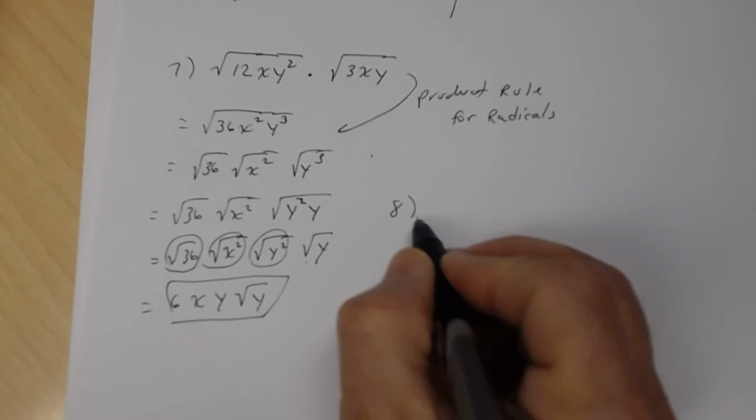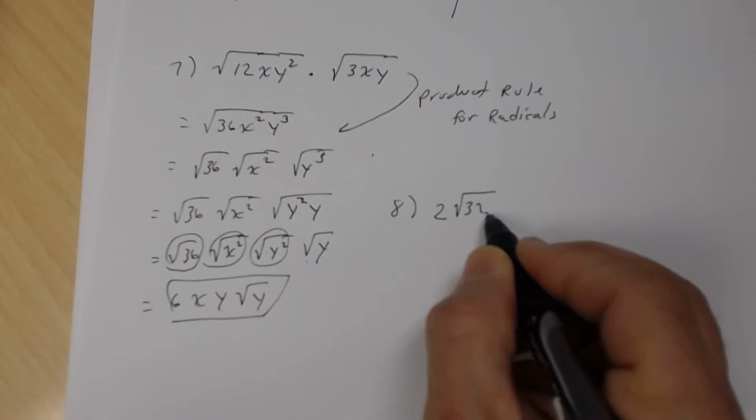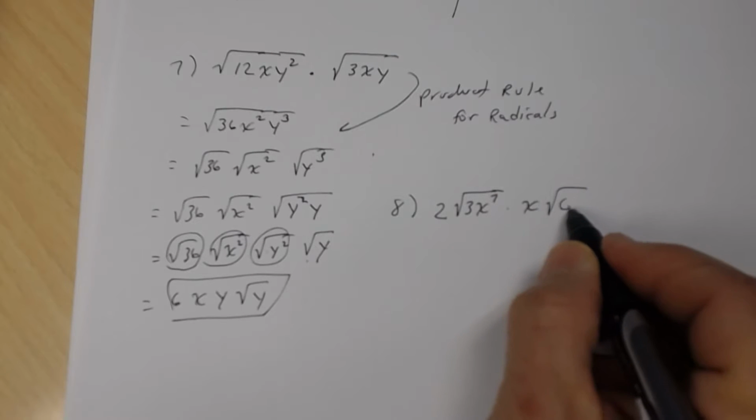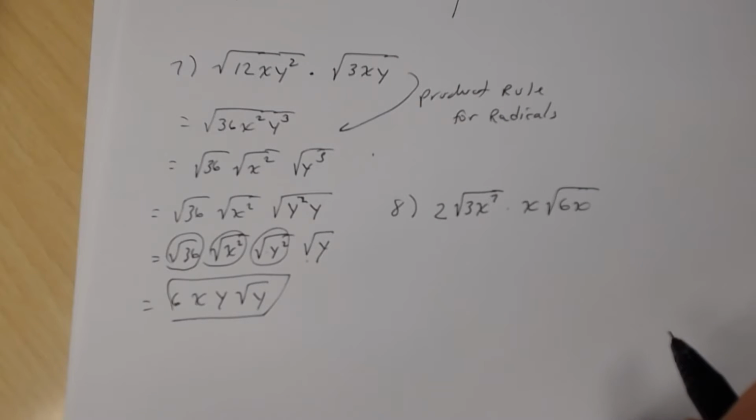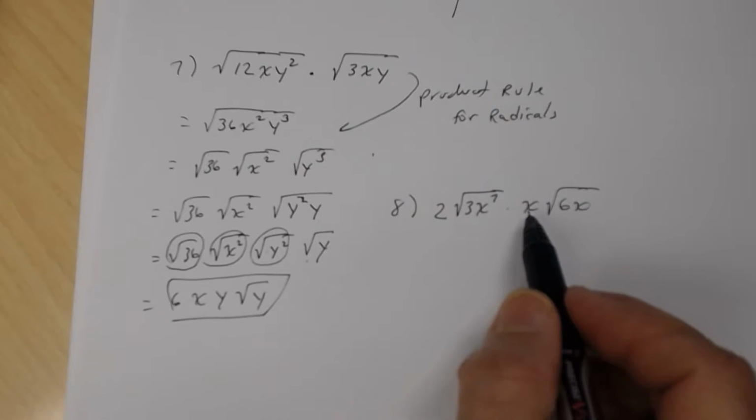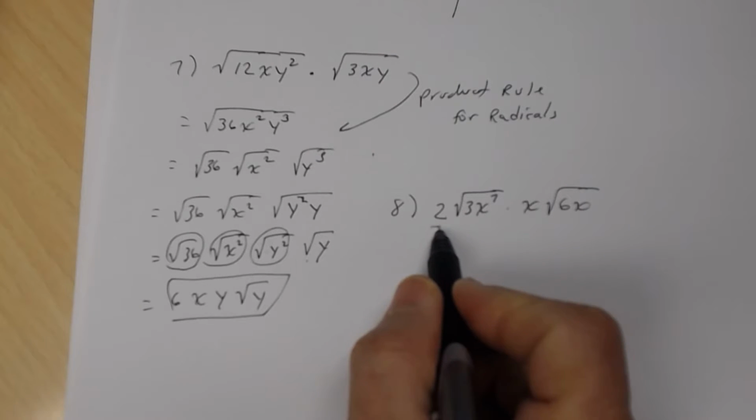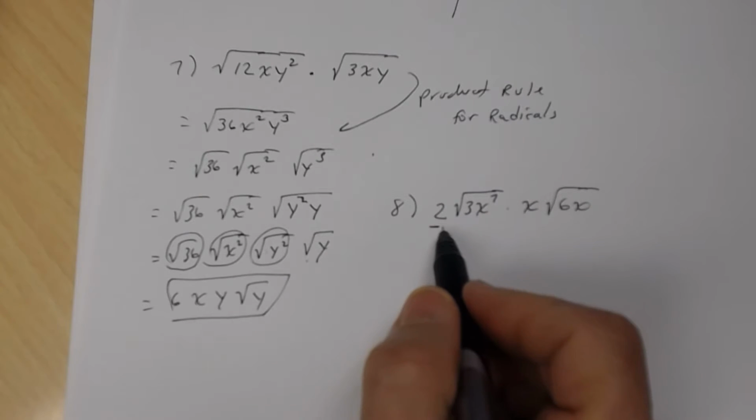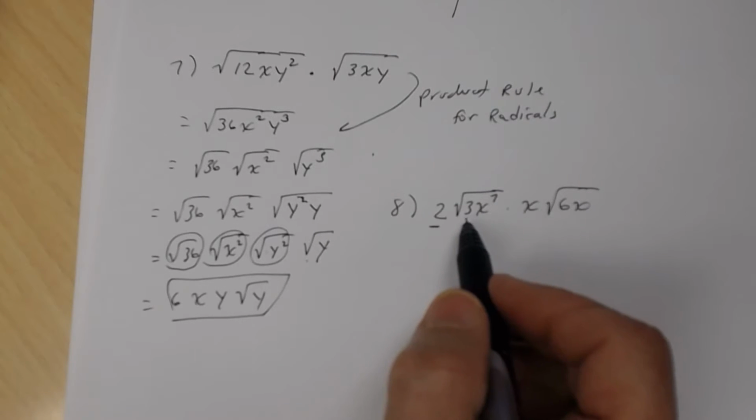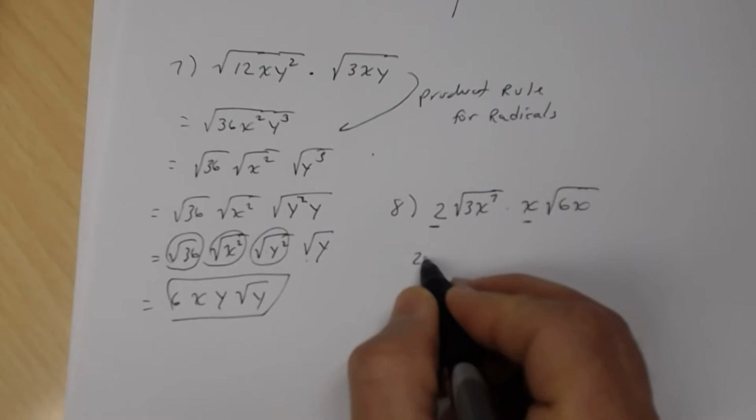Okay, number 8. Let's suppose we had 2 square root of 3x to the 7th times x square root of 6x. First of all, let's multiply the factors that are in front of the square root. This factor is a 2, this factor is an x. So 2 times x, I get 2x.